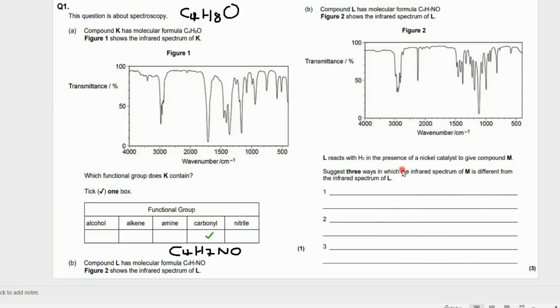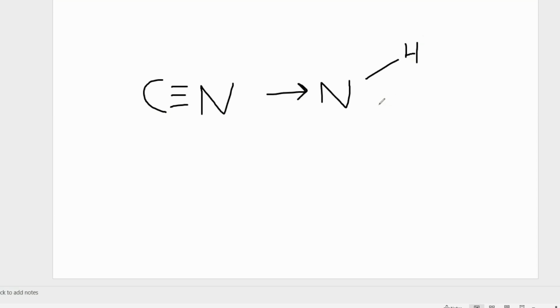So they're asking us about a reaction with hydrogen and a nickel catalyst. Now you kind of have to know this off by heart to get this question. If you've been revising your A-level chemistry, you should know that nitriles react with hydrogen in the presence of a nickel catalyst in industry to form amines, primary amines. And that's what you get here.